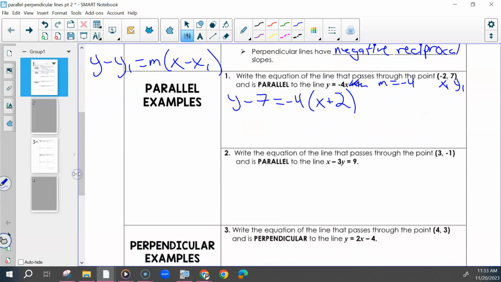And then how do we start solving this? So y minus 7 equals negative 4x minus 8. Add the 7 so that our new equation is 1.